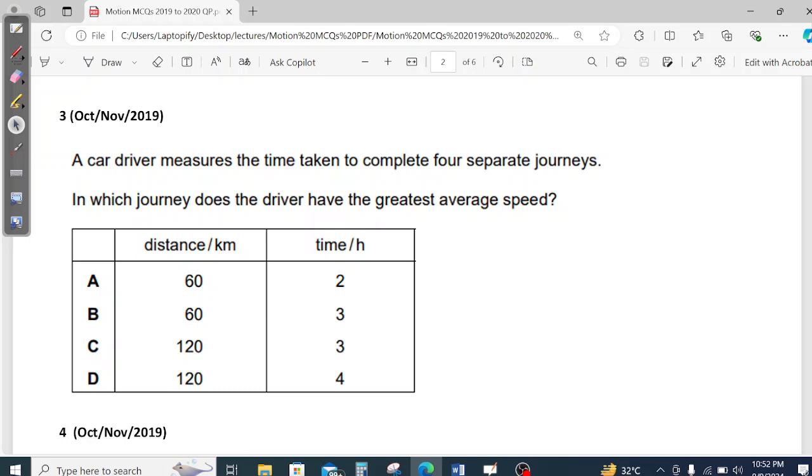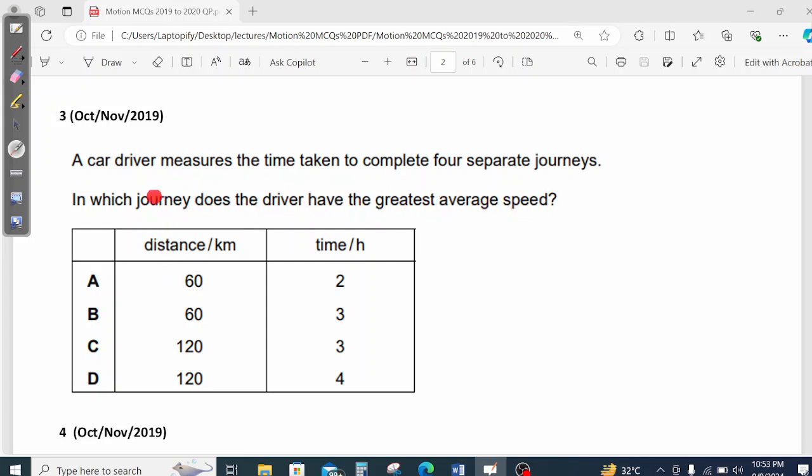Try to involve the physical thinking, then you can easily understand the physics. Okay, question number 3: a car driver measures the time taken to complete 4 separate journeys. In which journey does the driver have the greatest average speed?